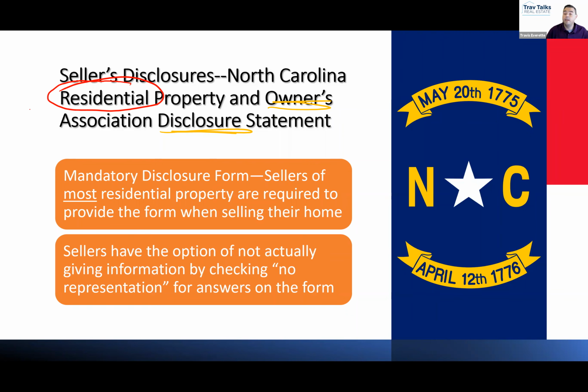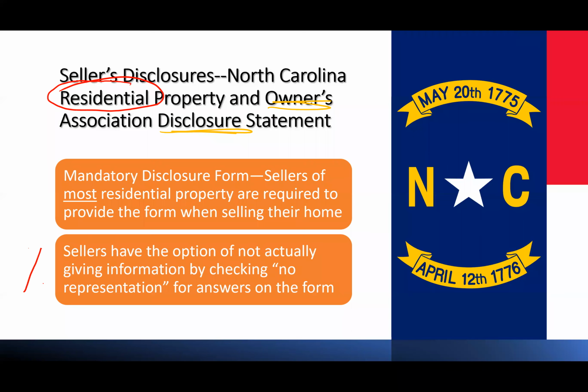So one question you might be asked, does this apply to all transactions? Is this form to be used by sellers in all transactions? No. It is only used in residential transactions. RPODs is what the folks that work over at the Real Estate Commission call that form, the Residential Property and Owners Association Disclosure Statement. They just call it RPODs for short. The form is required. Notice what it says there on the note. Sellers of most residential property, and we're going to talk about the exceptions, are required to provide the form when they're selling their home.